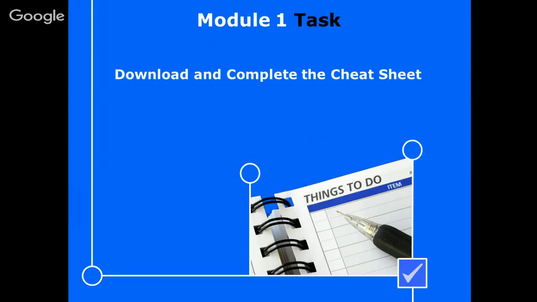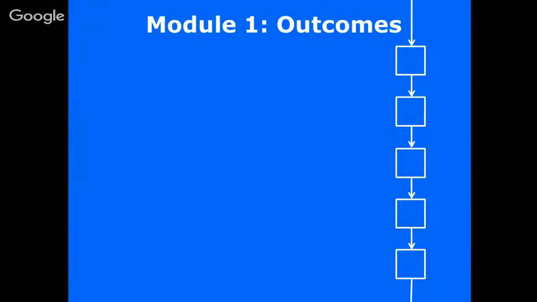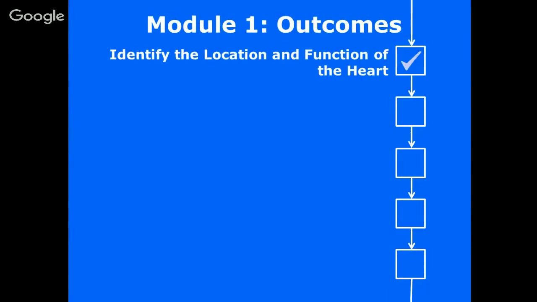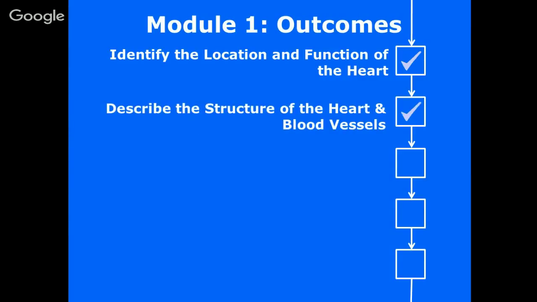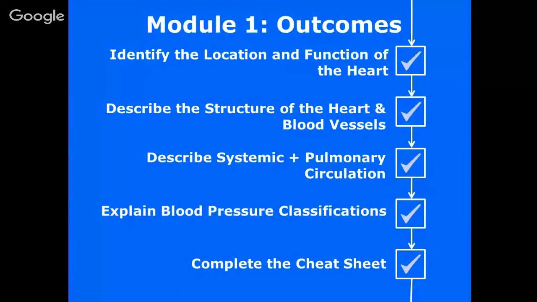If you have any questions, you can get hold of us, but you should now be confident with the outcomes that we set out. What we looked at was identifying the location and the function of the heart. Could you do that? You should be able to describe the structure of the heart and the structure of the blood vessels that we have. Remember, we've got three different types of blood vessels in the body. Describe what the systemic circulation is and what the pulmonary circulation is. You should be able to explain what blood pressure classifications are and recognize a normal blood pressure reading. And obviously you should have downloaded the cheat sheet and started to work through it.